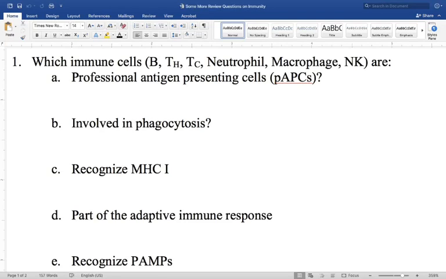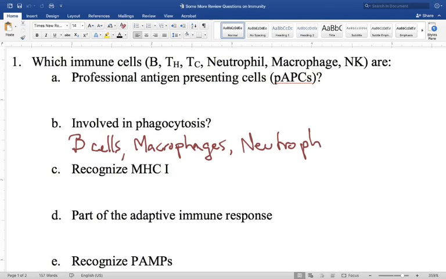So which of these cells, B, T helper, T cytotoxic, neutrophil, macrophage, and NK cells, let's start with B actually. Which of these are involved in phagocytosis? And I'll give you a hint, there's 3 of them. Abby? Yeah. So our 3 phagocytes are B cells, macrophages, and neutrophils.